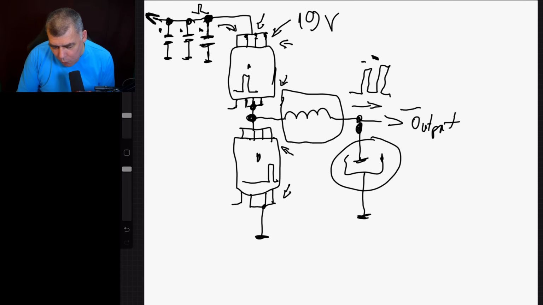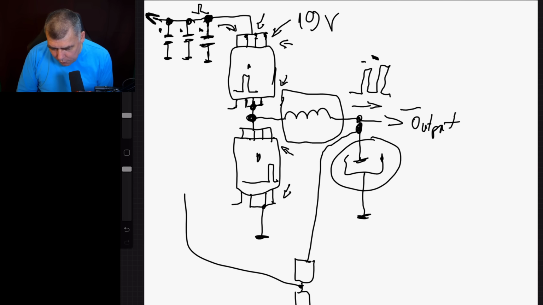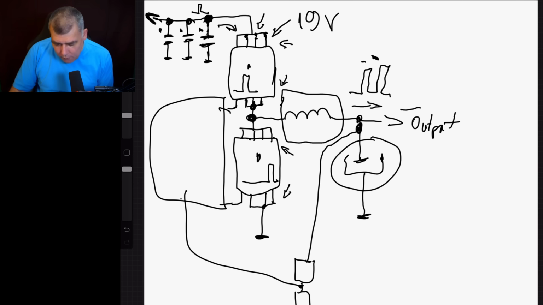Keep in mind, from the output you also have the feedback. You have two resistors, in most cases to ground, and from here it goes to your driver, because the driver wants to know what kind of voltage is on the output.